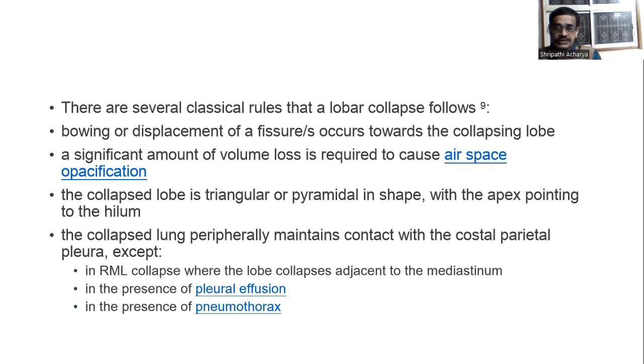So there are several classical rules that a lobar collapse follows. They are: displacement of a fissure or of fissures occurs towards the collapsing lobe. A significant amount of volume loss is required to cause airspace opacification. The collapsed lobe is triangular or pyramidal in shape, with the apex pointing to the hilum. The collapsed lung periphery maintains contact with the costal parietal pleura except in right middle lobe collapse, where the lobe collapses adjacent to the mediastinum, and in the presence of pleural effusion and in the presence of pneumothorax.